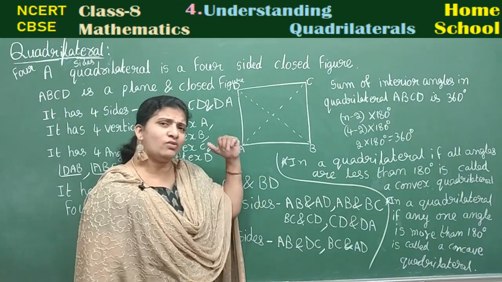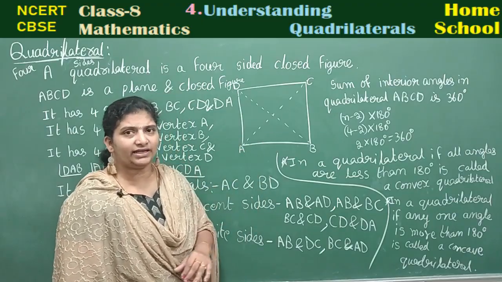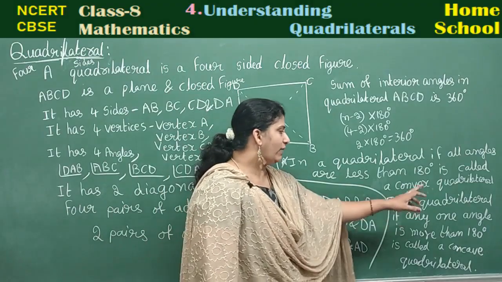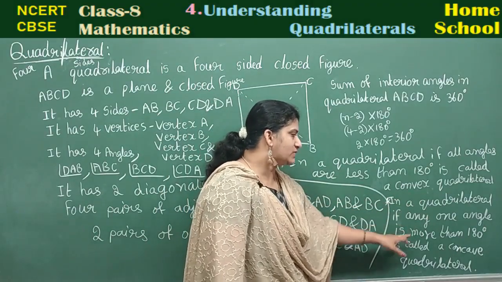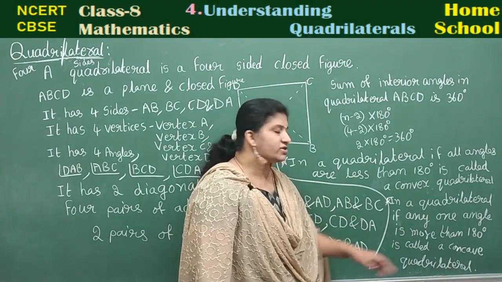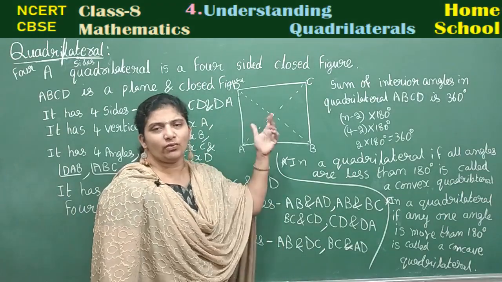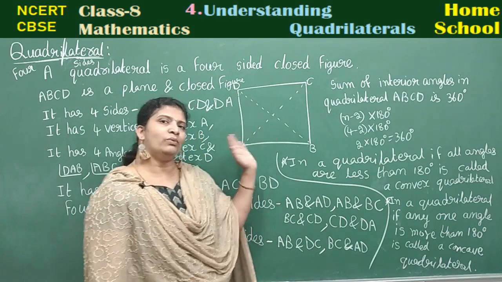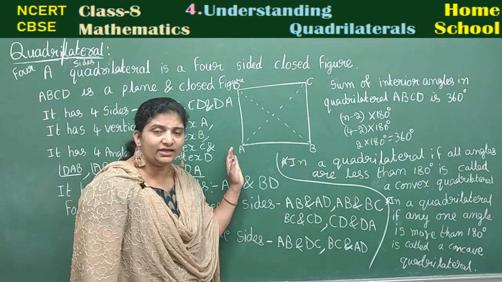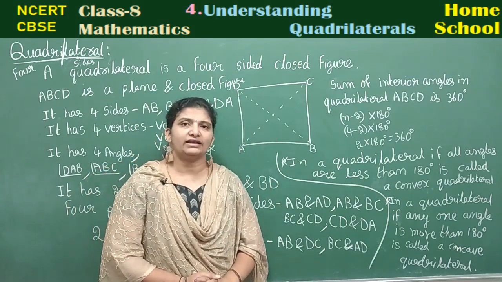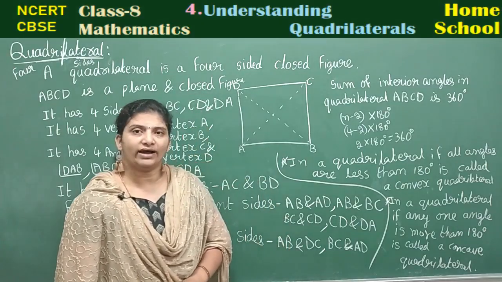Suppose any one angle is more than 180, read the statement. In a quadrilateral, if any one angle is more than 180 degree, it is called a concave quadrilateral. Suppose any one angle is more than 180, then we call this quadrilateral a concave quadrilateral.